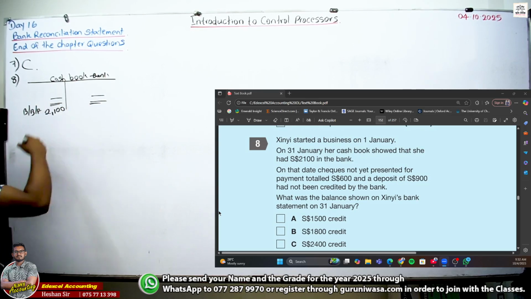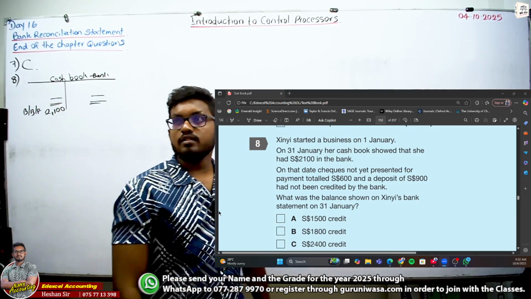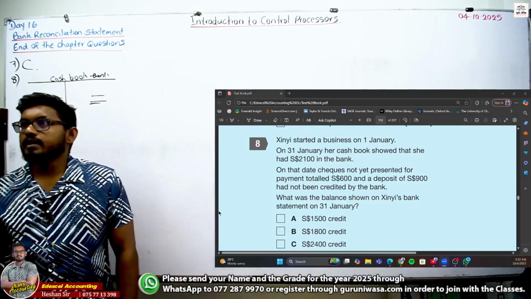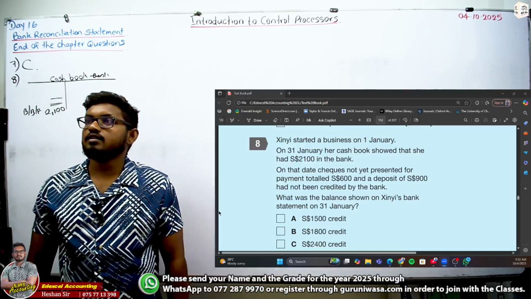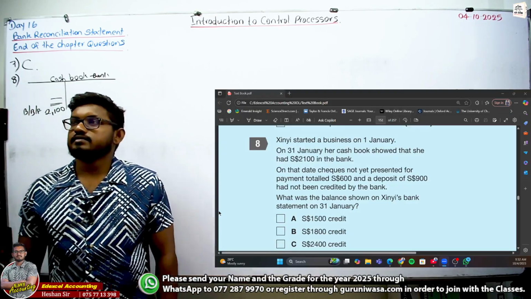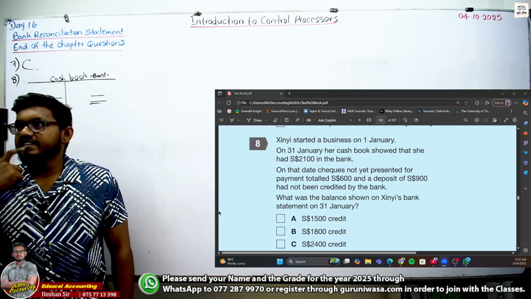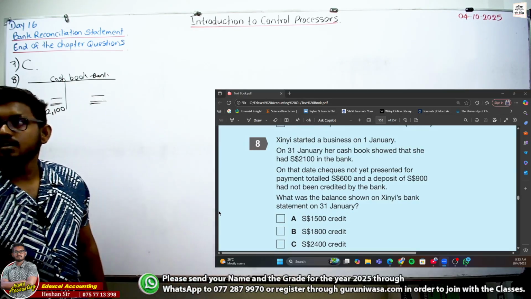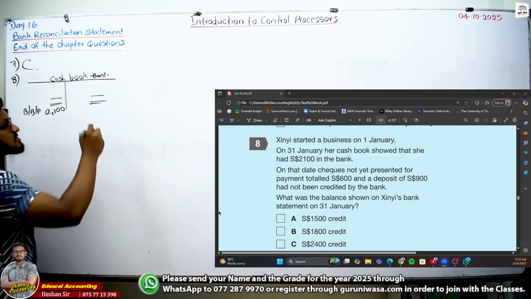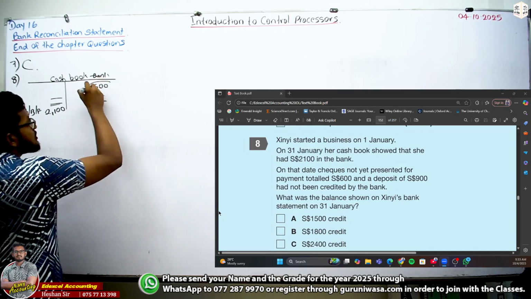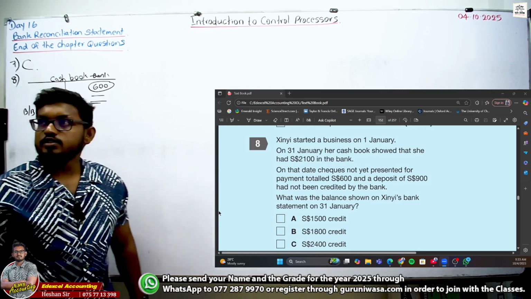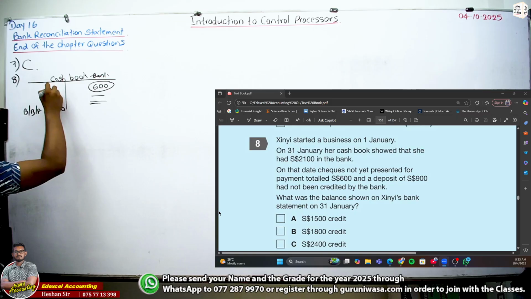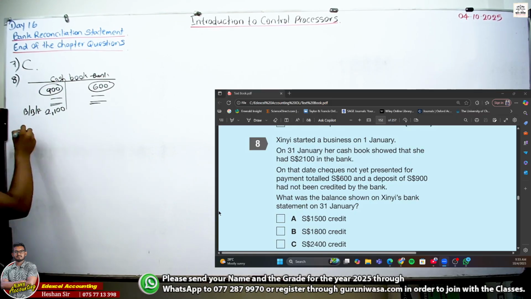2,100. On that date, checks not yet presented for payment total 600 and deposit 900 had not been credited by the bank. Checks not presented for payment total 600, which means these 600 were appearing in here but not in the bank statement. Issued but not presented. Deposit 900. These 900 appear on the debit side of the cash book but not in the bank statement.